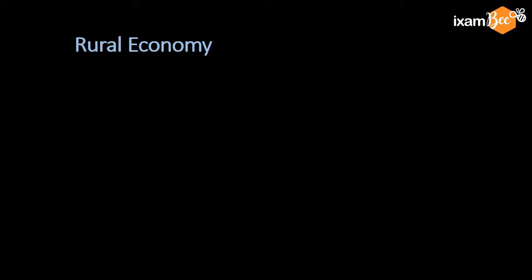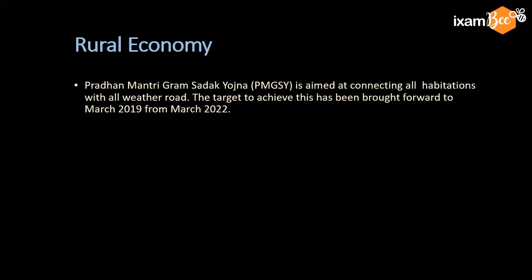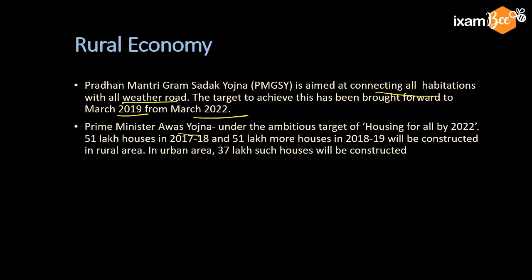Coming to data, budget estimates and other data for the rural economy. Pradhan Mantri Gram Sadak Yojana is aimed at connecting all habitations with all-weather roads. The target to achieve this has been brought forward to 2019 from 2022. Under Prime Minister Awas Yojana, with the ambitious target of housing for all by 2022, 51 lakh houses were built in 17-18 and 51 lakh more houses will be constructed in 18-19, and out of these, urban areas will have 37 lakh houses constructed.